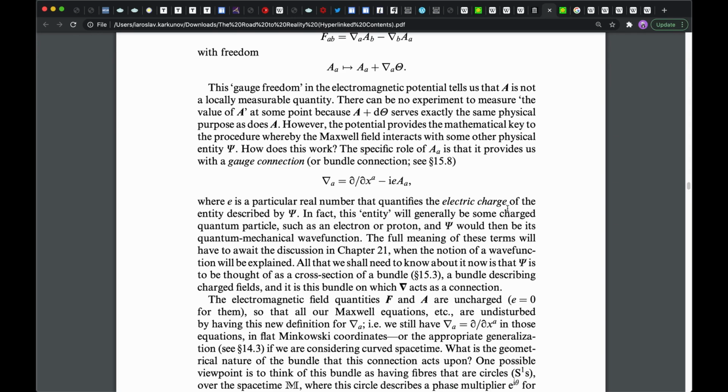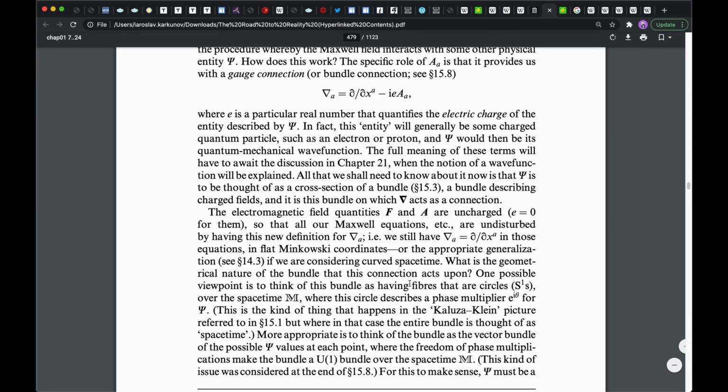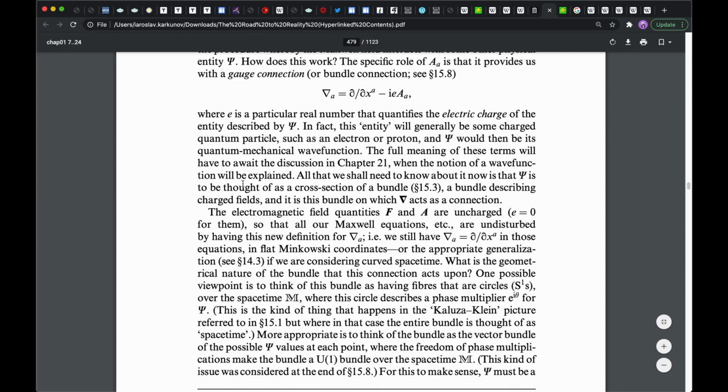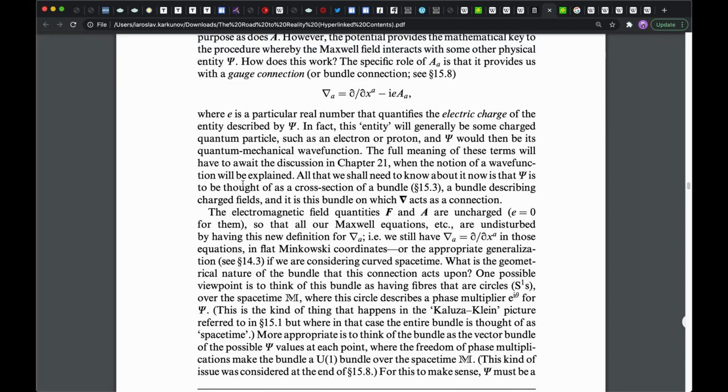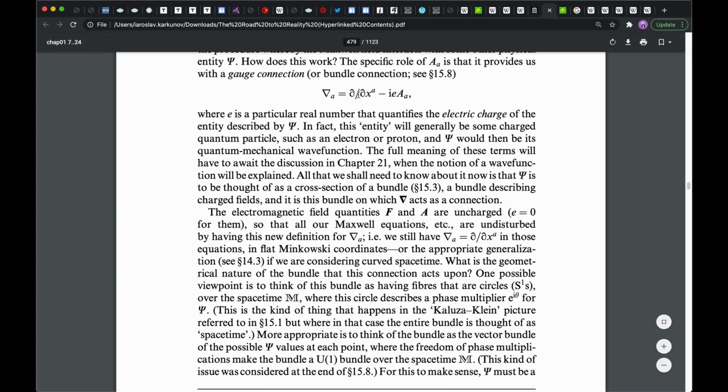Okay, and in the next few paragraphs, Penrose talks about the wave function. That wave function, we should think about that as the cross section of a bundle, and that bundle describing charged fields, and it is this bundle in which our connection defined above acts.